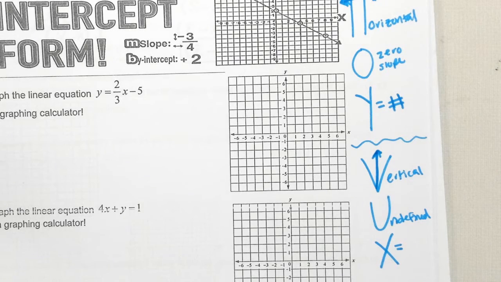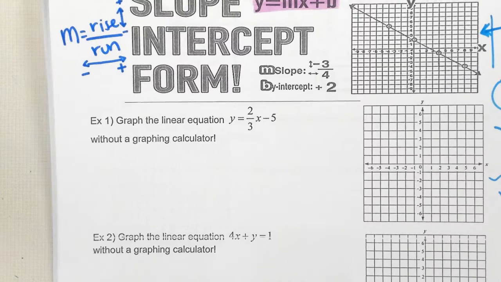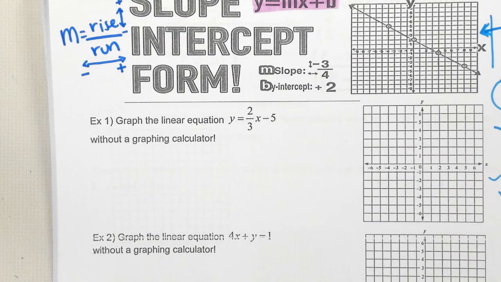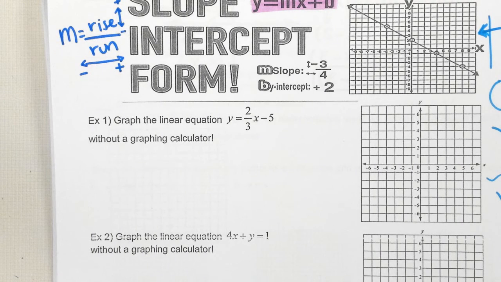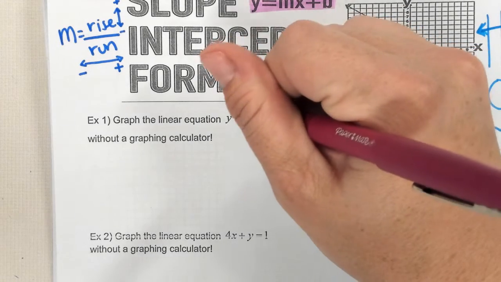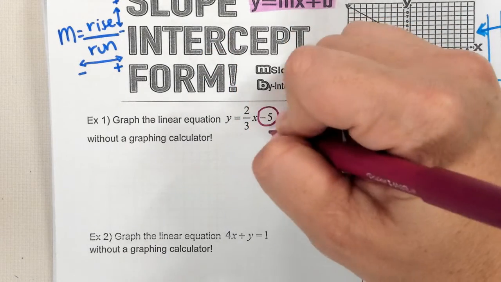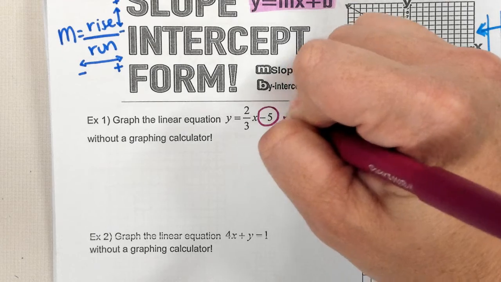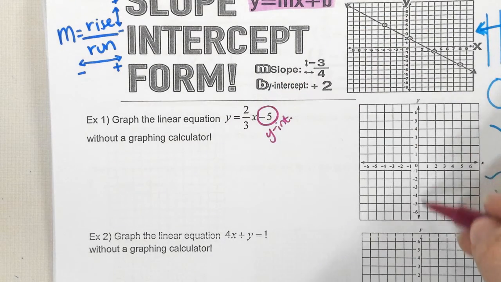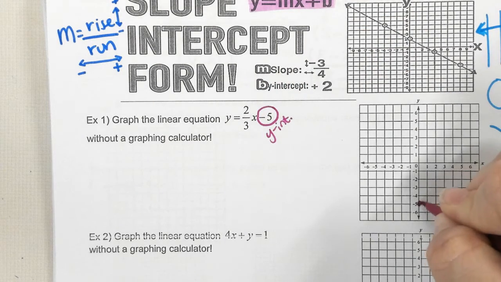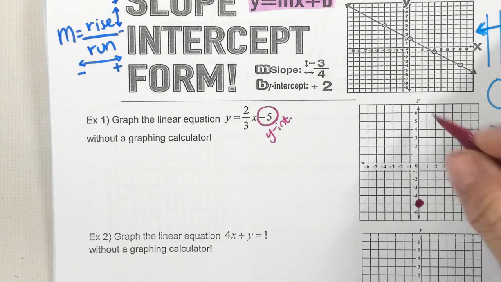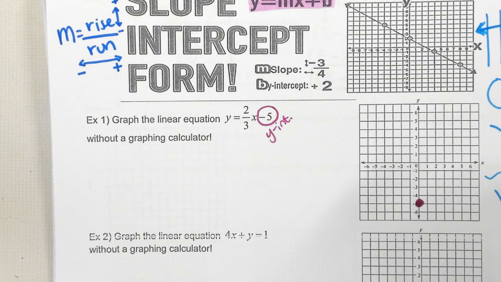So knowing that, let's get started on number 1. If you look at number 1, it says graph the linear equation y equals 2/3 x minus 5. Well, we always need to start with a point. What's my y-intercept here? Negative 5. It's my number by itself. It's my constant. So on my y-axis, be very careful. I've seen lots of people putting them on their x-axis. On your y-axis, put a point at negative 5.